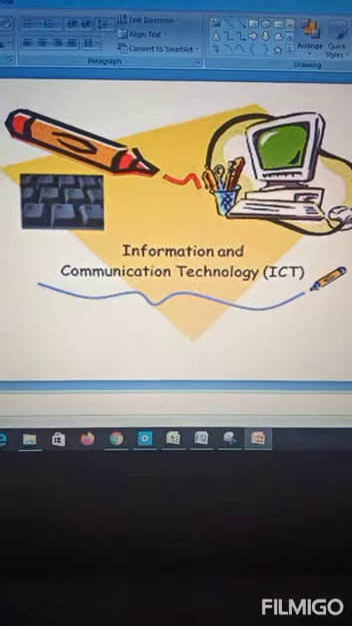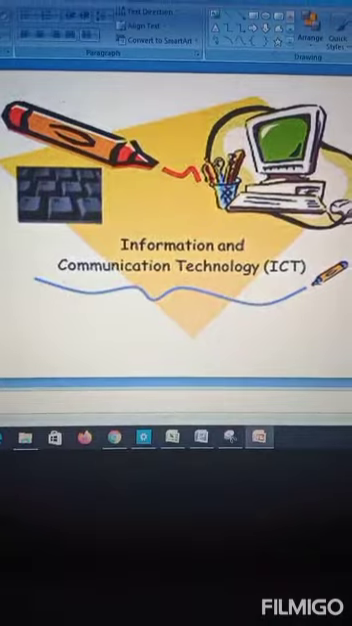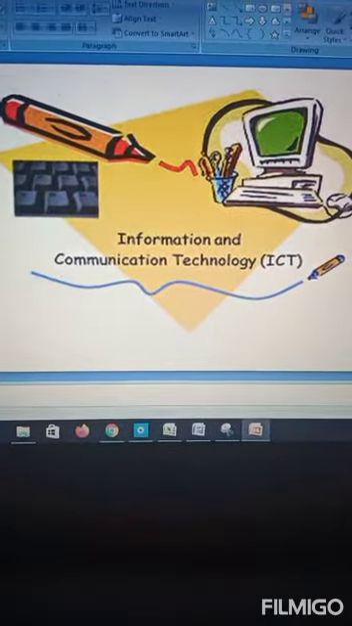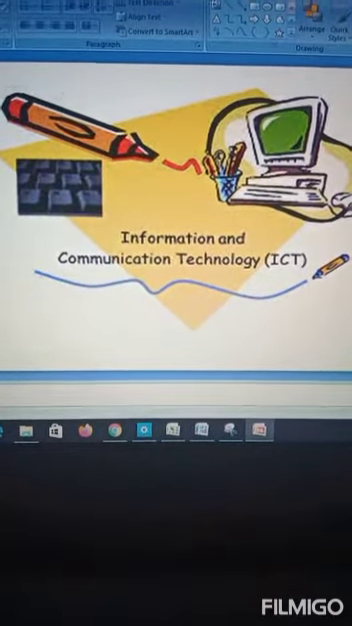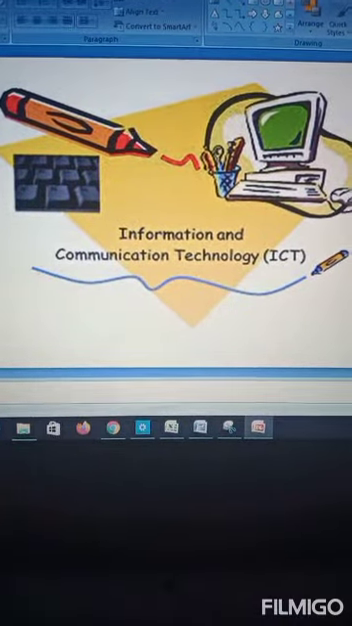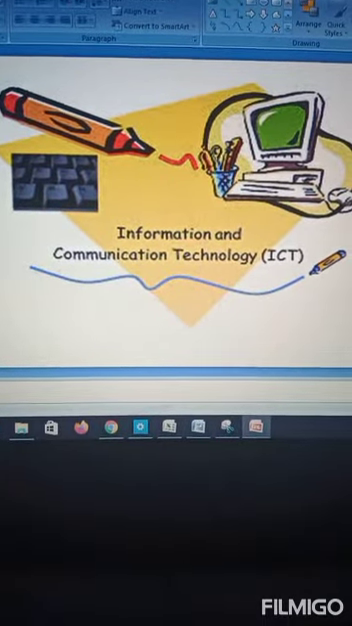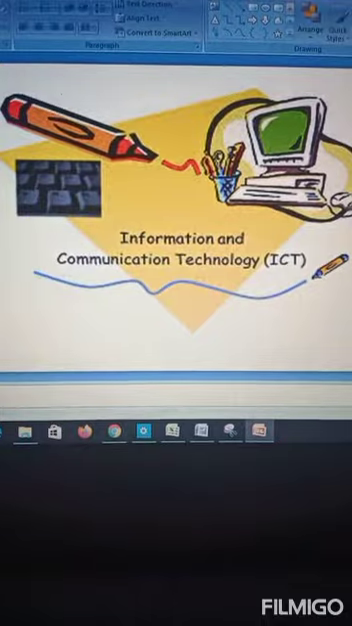Morning, children. So in ICT, which is Information and Communication Technology, today we will talk about computers. We'll try to understand what is a computer and how is it useful. Okay, and where is it useful? How and where is it useful?